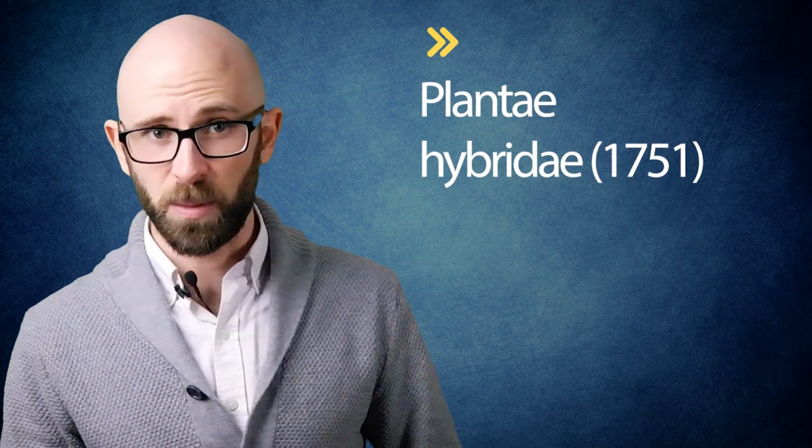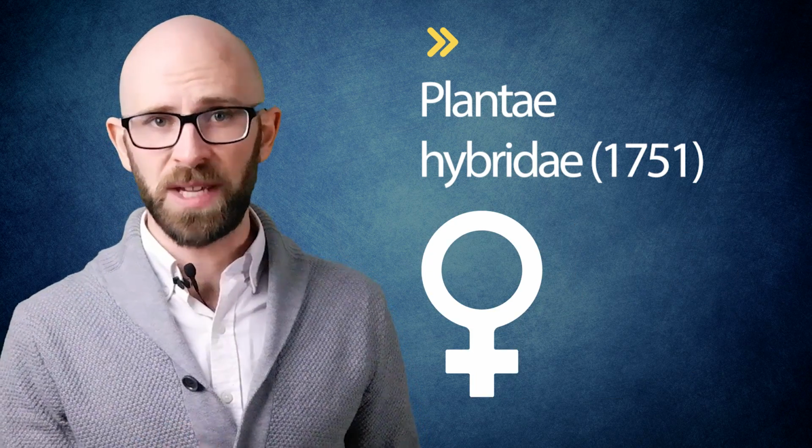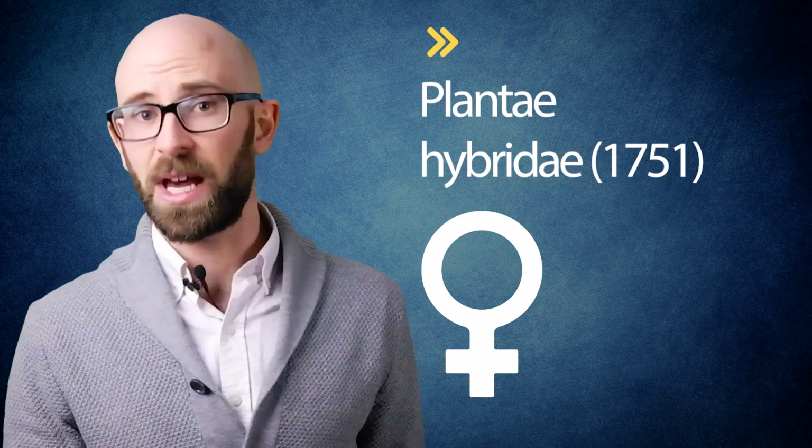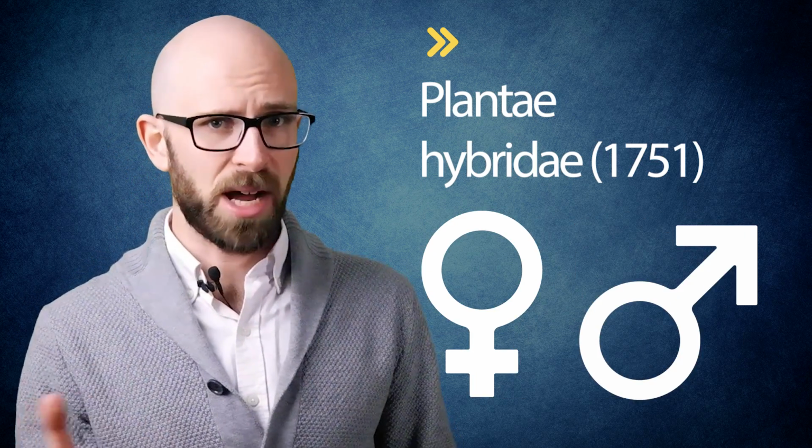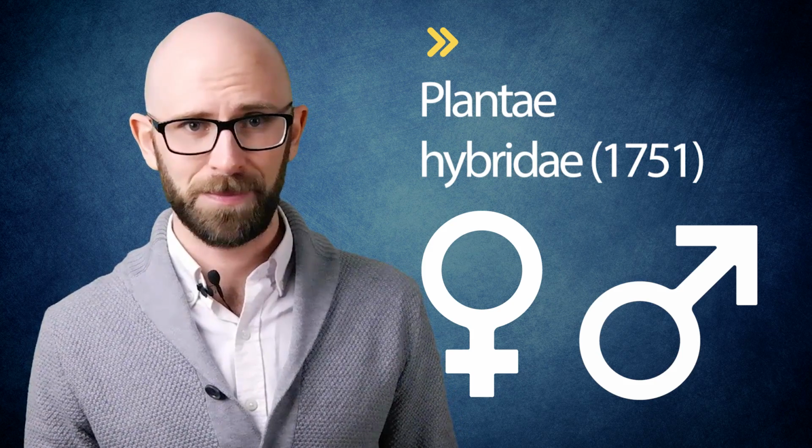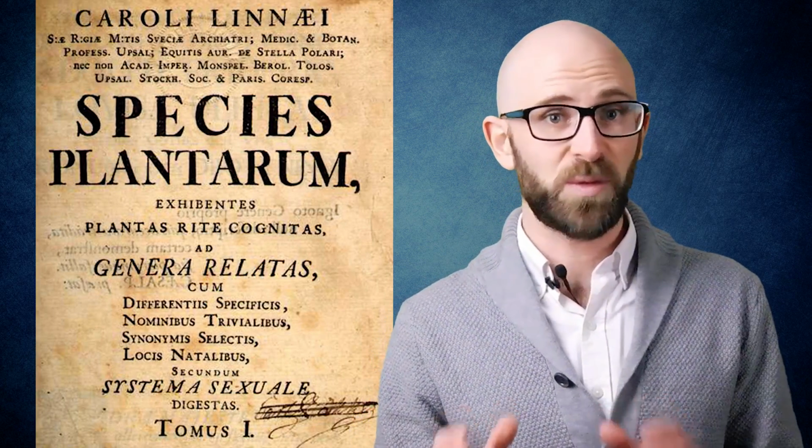Linnaeus was also the first to use these signs in a biological context in his dissertation Plantae Hybridae from 1751, where he used the symbol for Venus to denote a female parent of a hybrid plant and the symbol for Mars to denote a male parent. Linnaeus continued to use the symbols for the purpose of distinguishing male and female, and by 1753's Species Plantarum he was using the symbols freely.